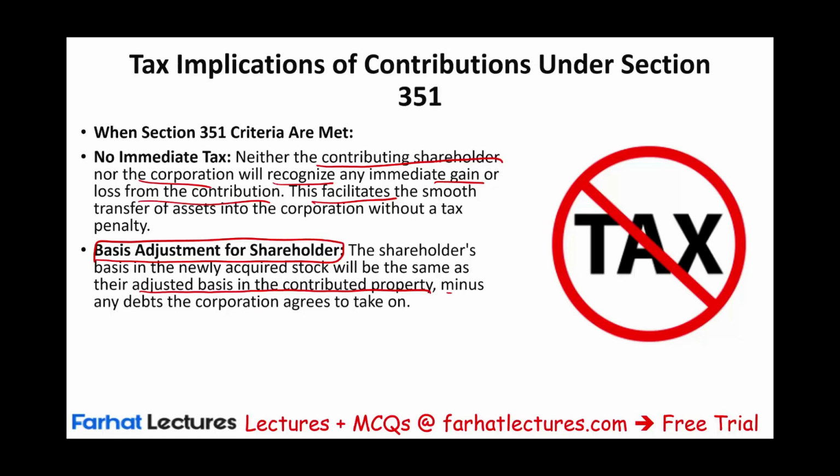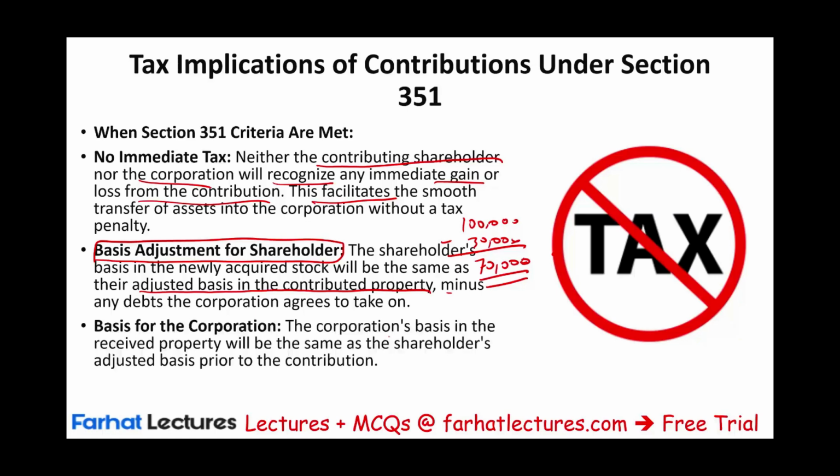Now, if that asset has any liabilities, let's assume you contributed an asset with $100,000 of net book value or basis, $100,000 in basis, with $30,000 of liabilities attached to it, your net contribution is $70,000 because the net asset minus liability equals $70,000. Now, the corporation's basis in the property received will be the same as the shareholder's adjusted basis prior to the contribution, which is what? The basis that you had. This ensures continuity in the tax treatment of the property.